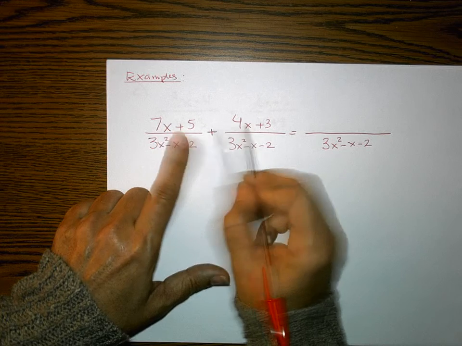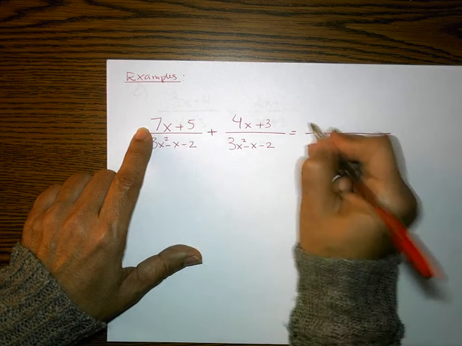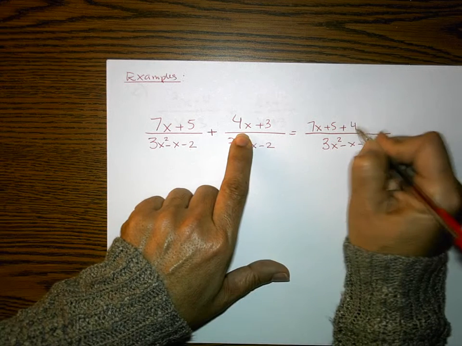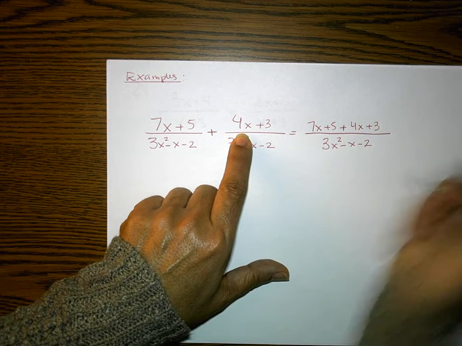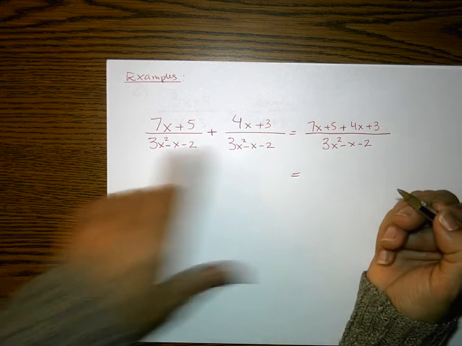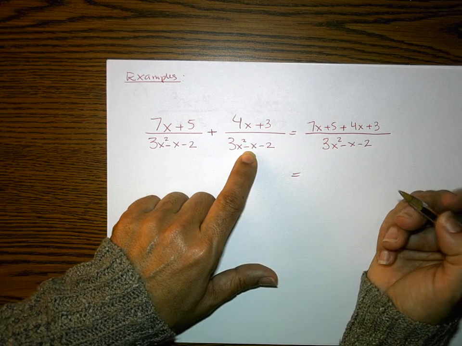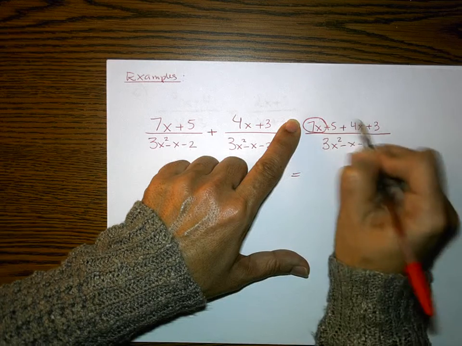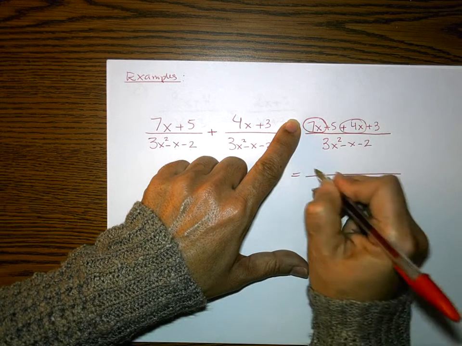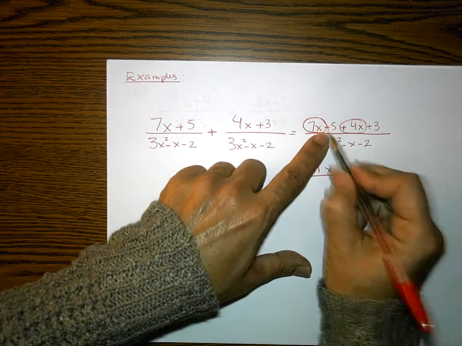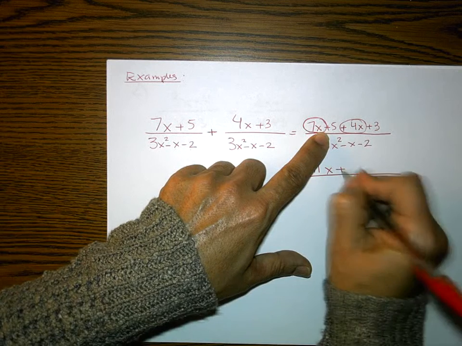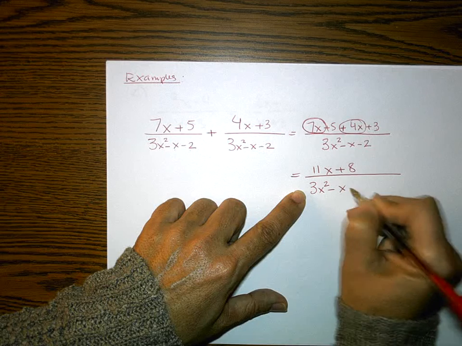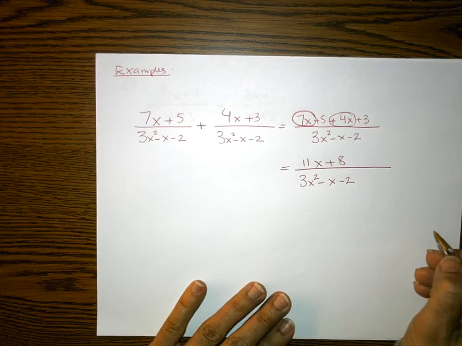Now I can go ahead and add the numerators. I have 7x plus 5 plus 4x plus 3. Okay, so all I'm doing is adding the numerators if I already have a common denominator. So 7x, we're going to combine like terms. 7x and 4x is 11x. And 5 plus 3 is 8. All over 3x squared minus x minus 2. Okay? So there we go.